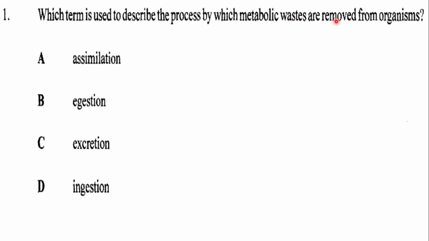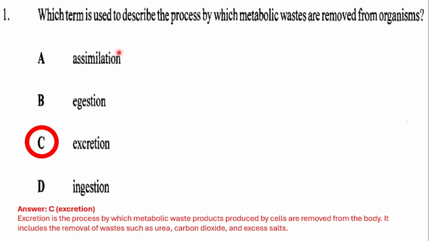removed from organisms? Is it assimilation, egestion, excretion, or ingestion? The correct answer is definitely going to be C, excretion, because it says which term is used to describe the process by which metabolic wastes are removed, keyword removed from organisms. And excretion, by definition, is the process by which metabolic waste products produced by cells are removed from the body. It includes the removal of waste such as urea, carbon dioxide, and excess salts. So the correct answer here is definitely going to be C, excretion.